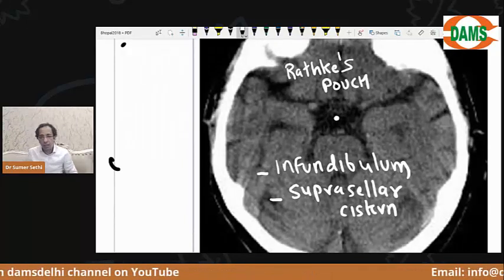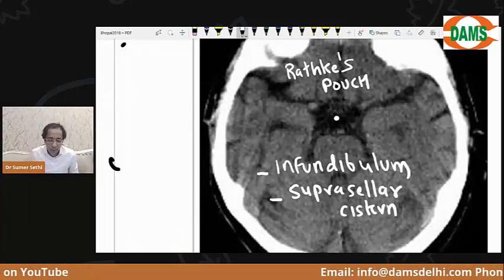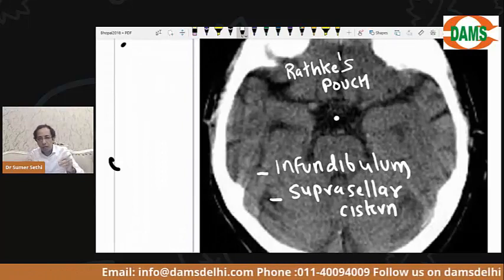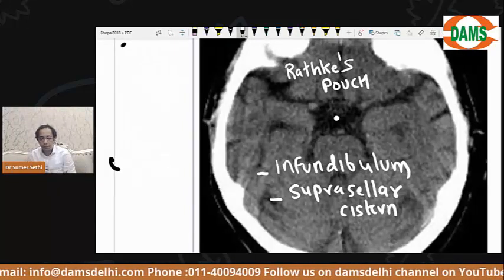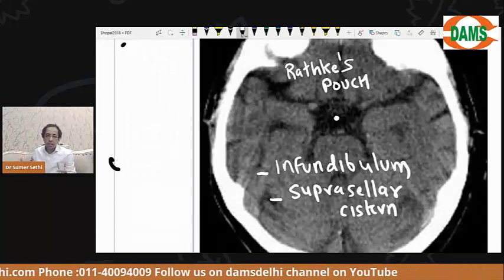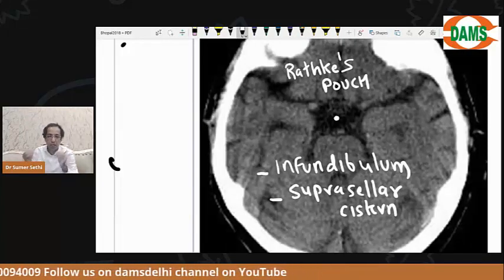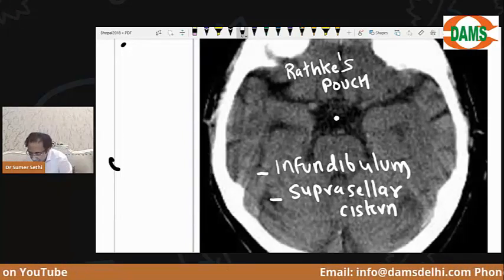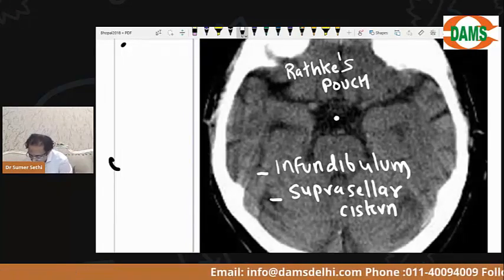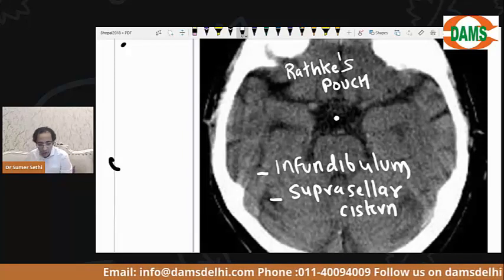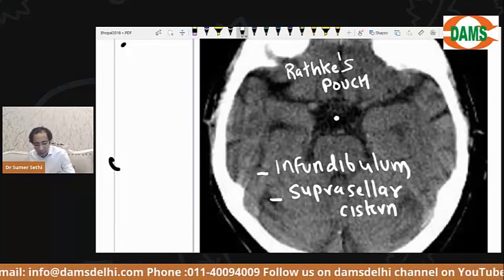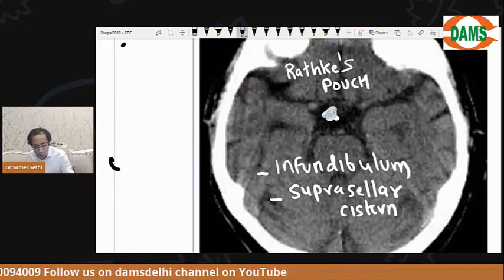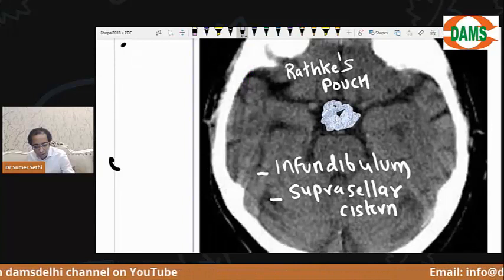Children, think and tell me. Suppose the Rathke's pouch remnant is by mistake left behind in your infundibulum. It is a mistake that has happened: Rathke's pouch tissue remained in the infundibulum. Then what will happen? It might grow into a tumor. Can you name that tumor for me?